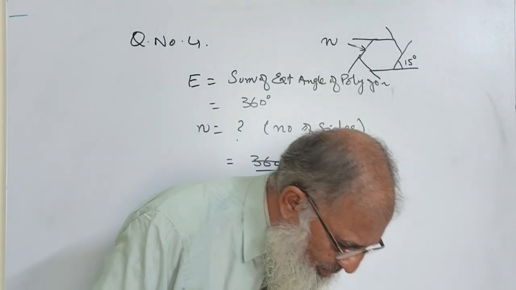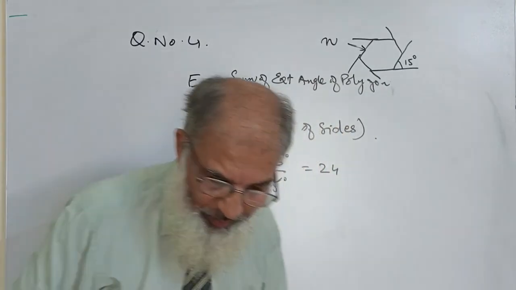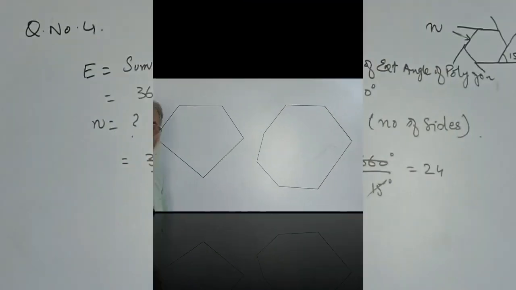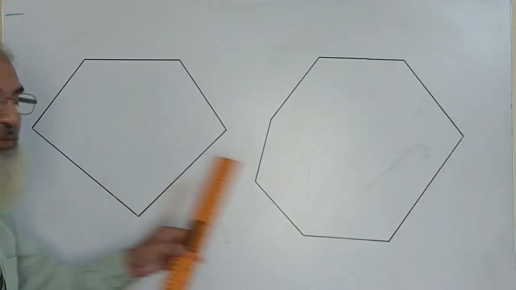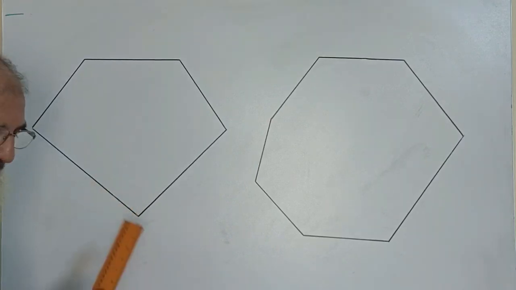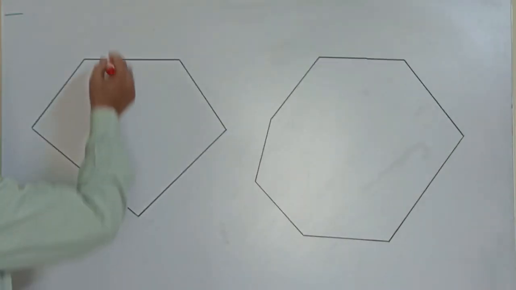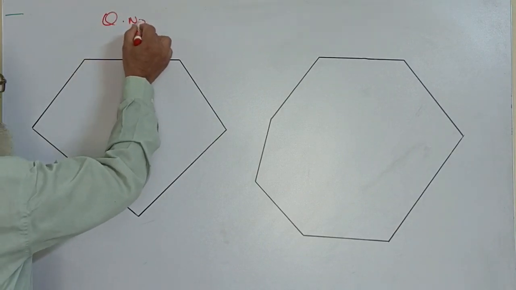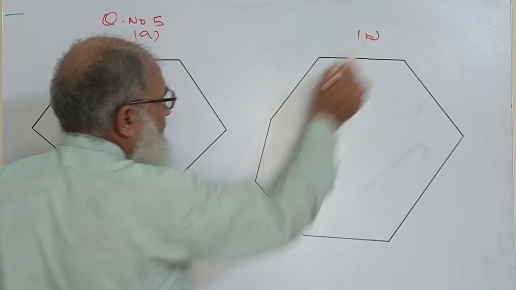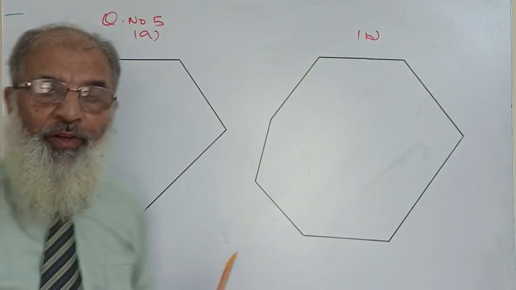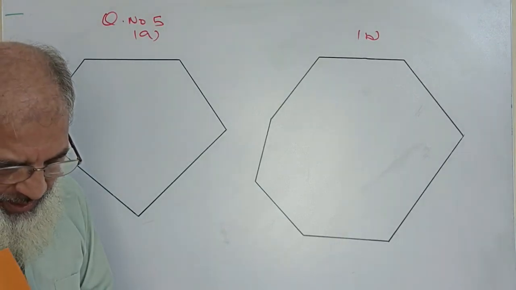Now the last three parts have to be drawn on the board, so let me draw it. Now, dear students, there are two shapes drawn in front of you. Let us discuss them one by one. This is question number 5, part A and part B. We have to find the unknown angles with the help of known angles.